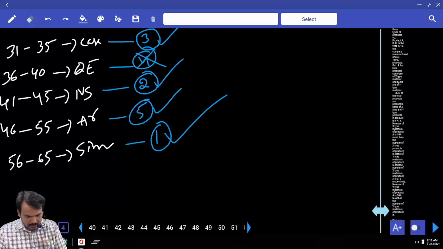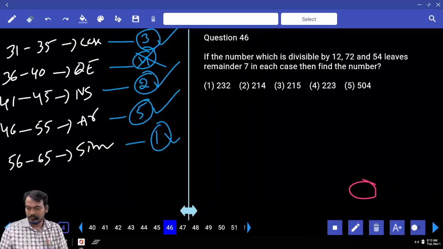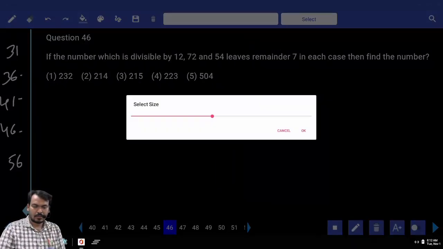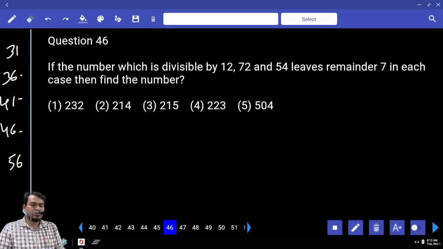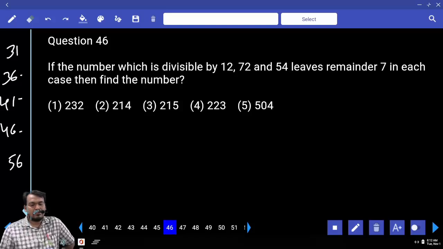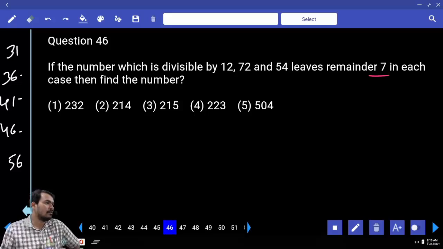Question number 46. If the number which is divided by 12, 72, 54 leaves a remainder 7 in each case, then find the number. If a number is divided by 12, 72 and 54, we get the remainder how much? 7. Will the answer include the remainder or not? Including the remainder.